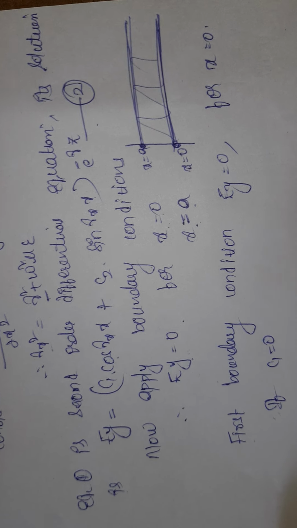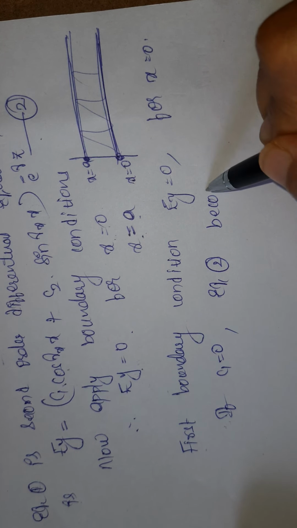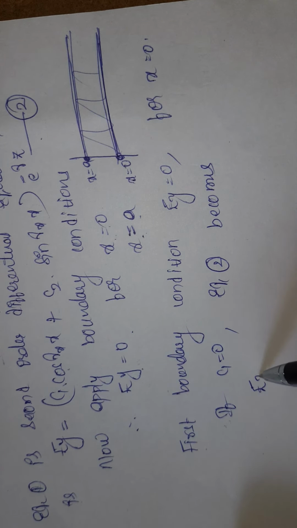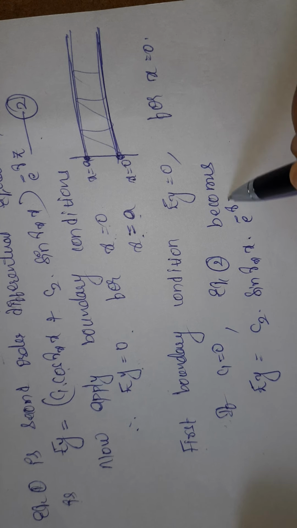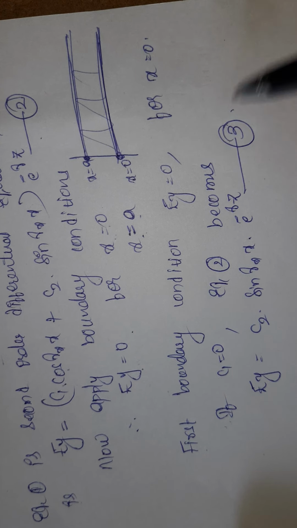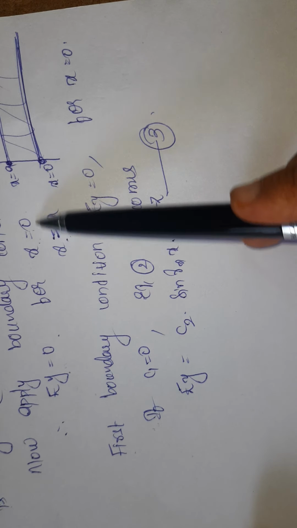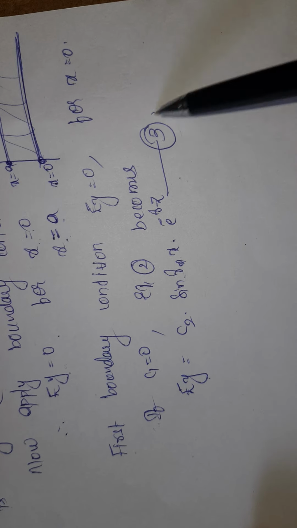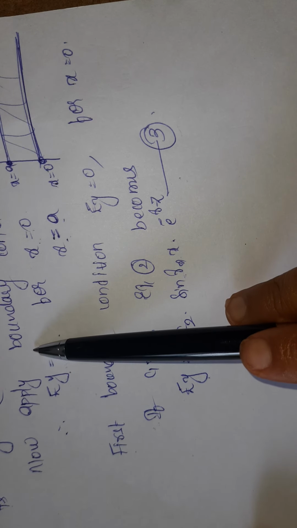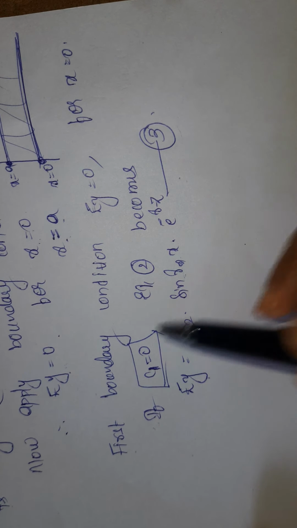If C1 is equal to 0, equation 2 becomes Ey is equal to C2 sin gamma x of x into e power minus gamma z. This is equation 3. Now apply the boundary condition: x is equal to 0, Ey is equal to 0. Yes, this is the equation which satisfies the boundary condition. So here we have concluded that C1 should be equal to 0.